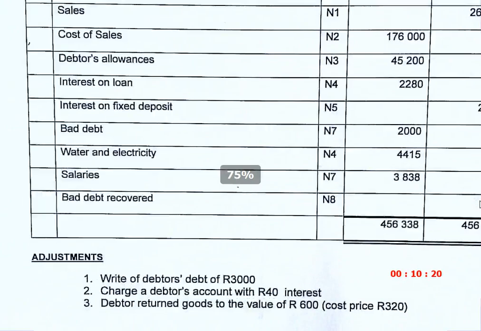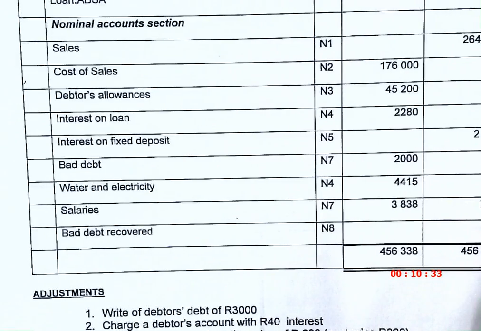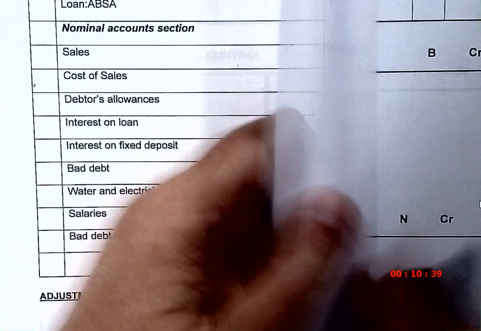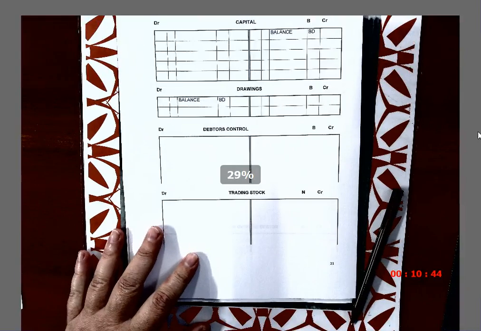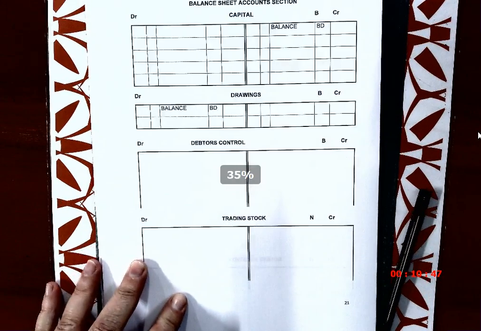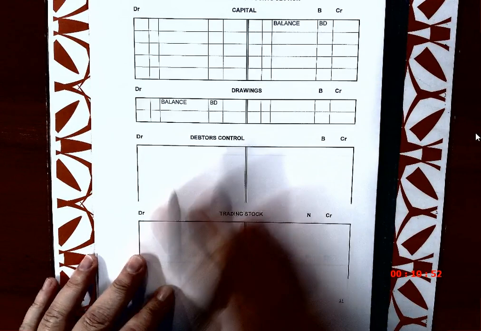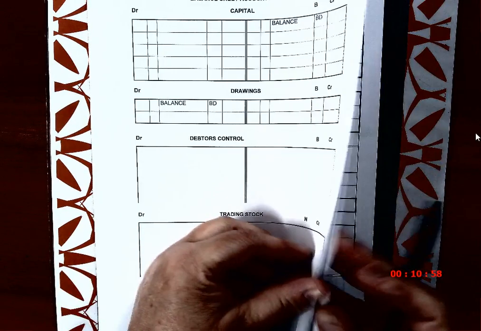If I write off a debtor's debt, you know how to do that. If I charge a debtor's account with interest. If a debtor returns goods. Now, we're going to do it a little bit different than the first two. I'm not going to ask the same amount of detail because it's not expected of you. If you look at the next page, for capital I gave you lines because I want you to do capital in full. But for debtors and trading stock, I didn't give you lines because we're just going to use the sides, because we want to calculate.